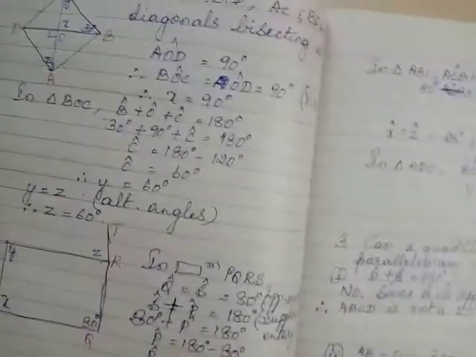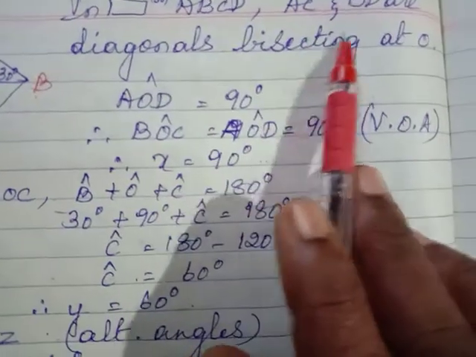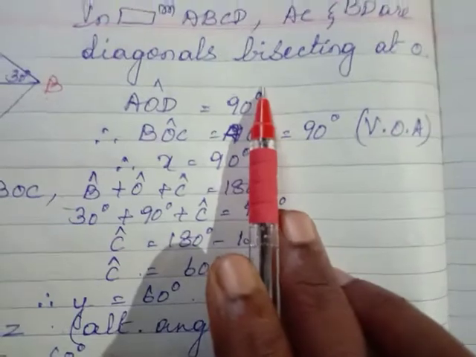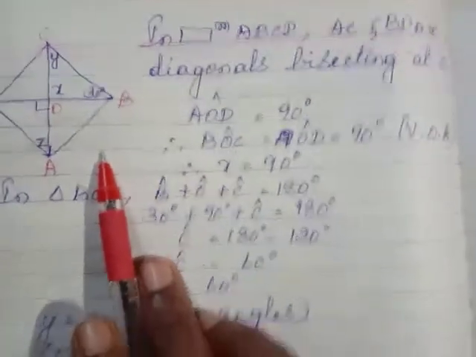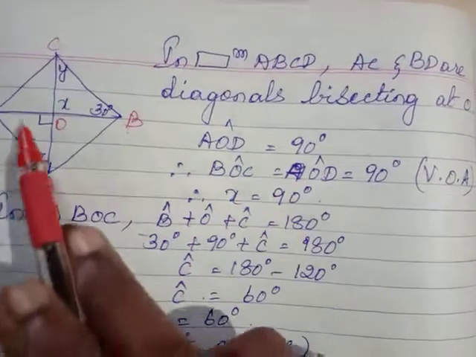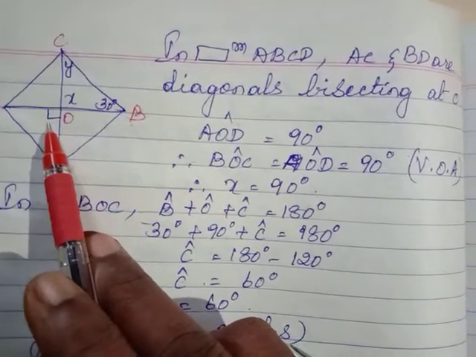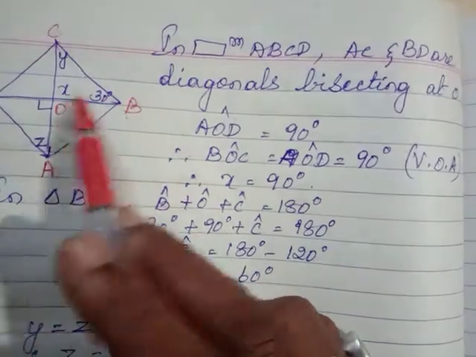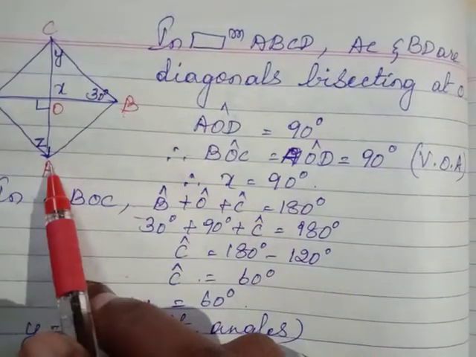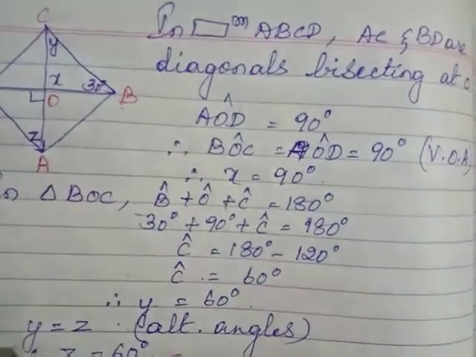Okay, therefore X is equal to 130, Y is equal to 130, Z is equal to 50 degree. The next here, in parallelogram ABCD, AC and BD are diagonals bisecting at O. You can see the figure here. Angle AOD is equal to 90 degree. And angle BOC and angle AOD is equal to 90, vertically opposite angles. Therefore X is equal to 90 degree.